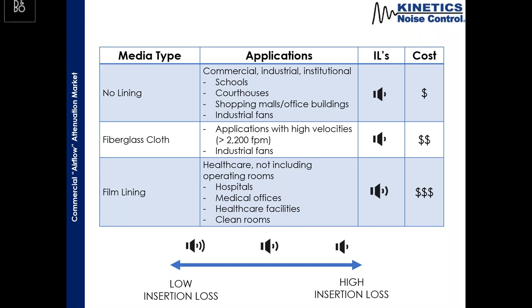Now, as we compare that to the film lining, we want to reserve this for things like hospitals, medical offices, healthcare facilities, even some clean rooms. Comparing the insertion loss qualities of the silencer, again, it's going to degrade the performance a little bit. Now we do add an acoustic spacer, which does help to boost the performance a bit, but we're not going to see the same kind of insertion losses from a film lined silencer as we would a silencer with no lining. Again, that film lining does add a premium price to the silencer, so we want to make sure that these linings are really reserved for applications where they're absolutely necessary.